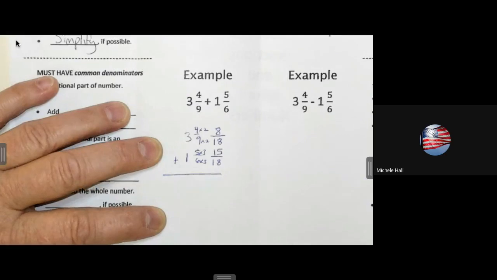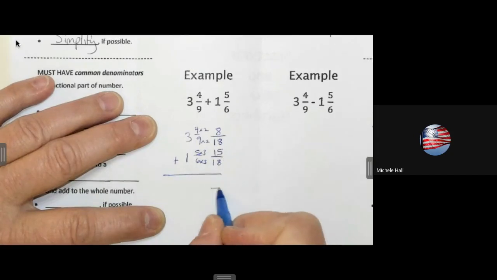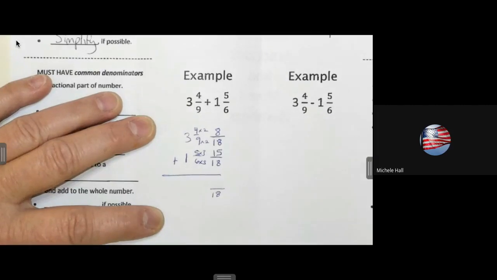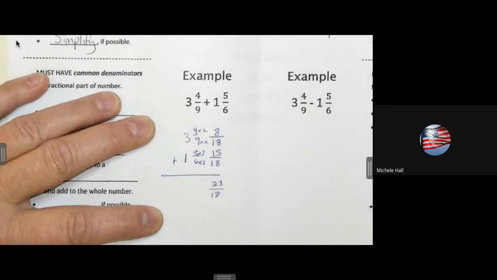All right. I'm ready to add up my fractions. Here we go. 8/18 plus 15/18. Well, it already has that common denominator that I worked so hard to get. Then I just need to add 8 plus 15. 15 plus a 5, and then however many are left over. 23. Am I done the problem? No. I do have 3 plus 1 to do.